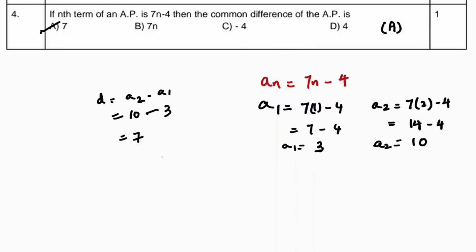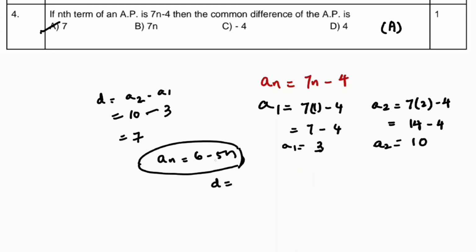But sometimes you need to be careful. Suppose if the nth term is 6 minus 5n, for this case, the common difference will be minus 5. You should tell it with the coefficient sign also.